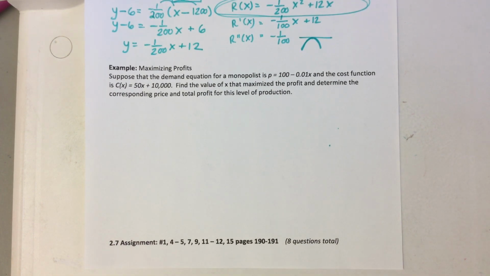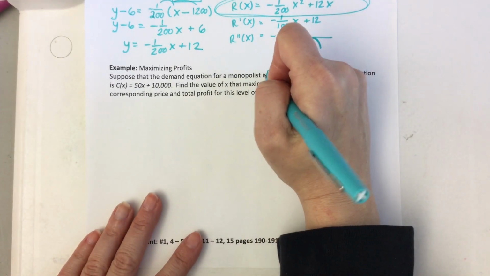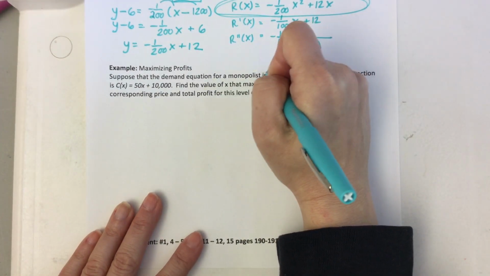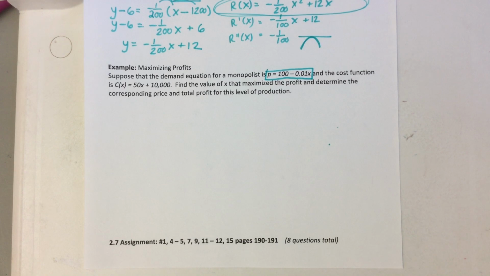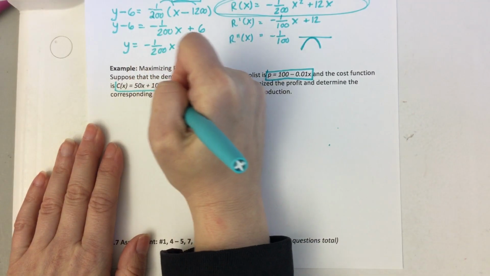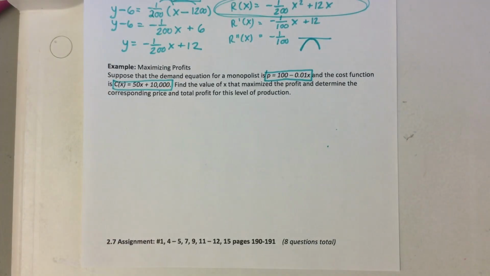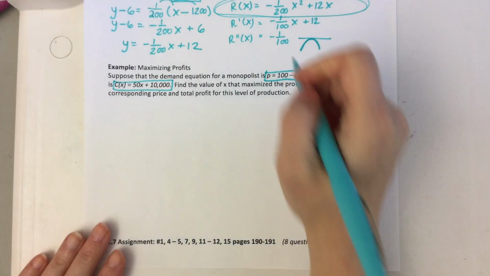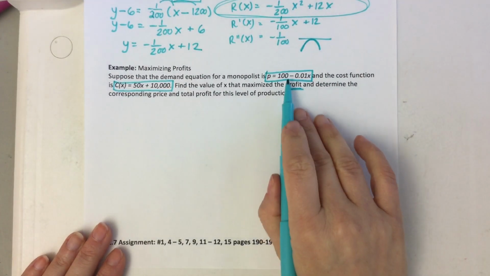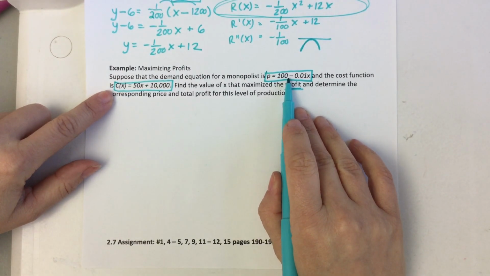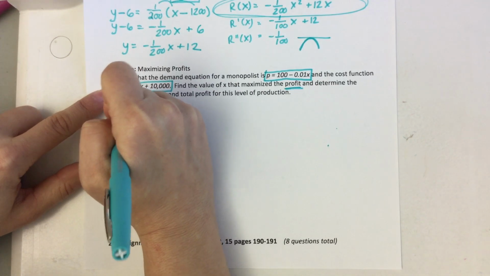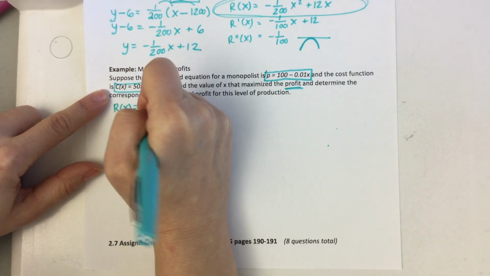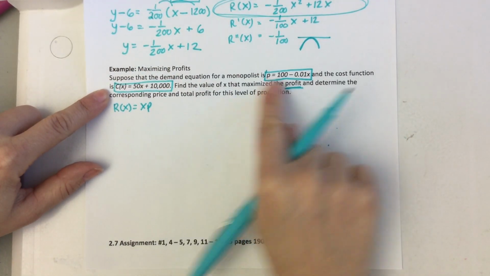Okay, suppose that the demand equation for a monopolist is, this is the price, the price is 100 minus 0.01x. The cost function, how much something costs, is 50 times x plus 10,000. Find the value of x that maximizes the profit. We have the demand equation and we have the cost. We don't have profit. But revenue is x times p. I know what p is.